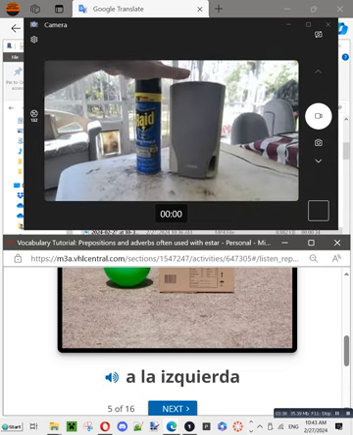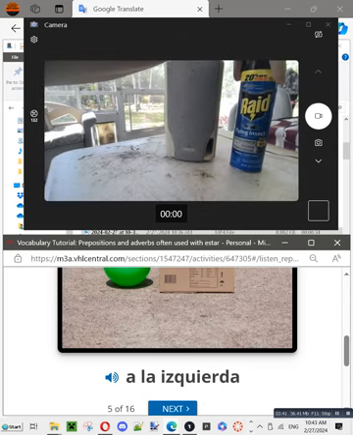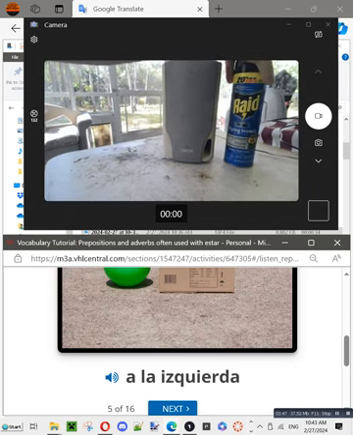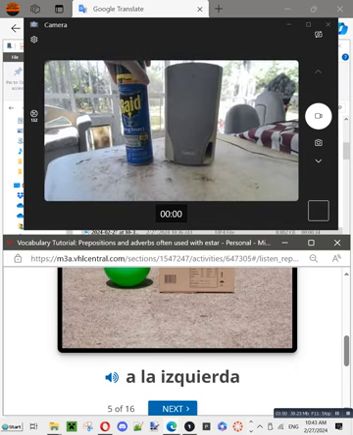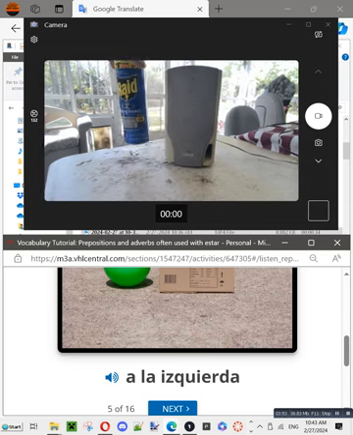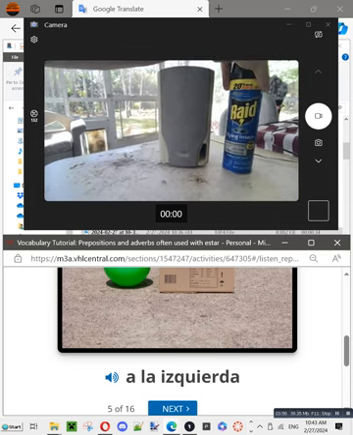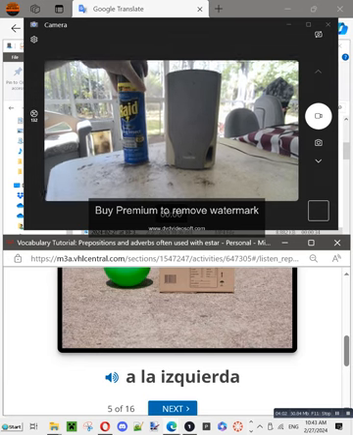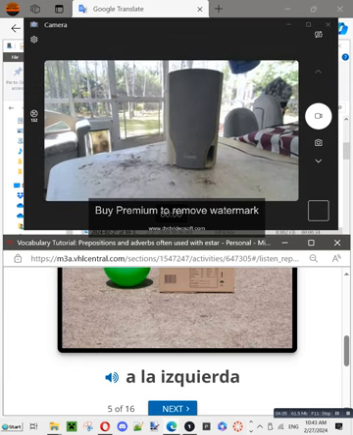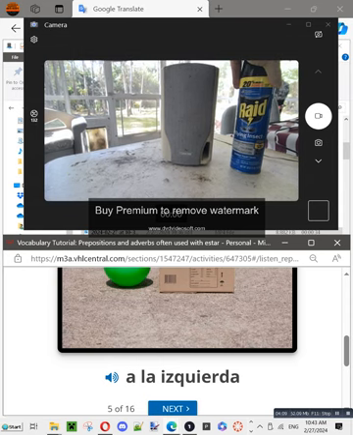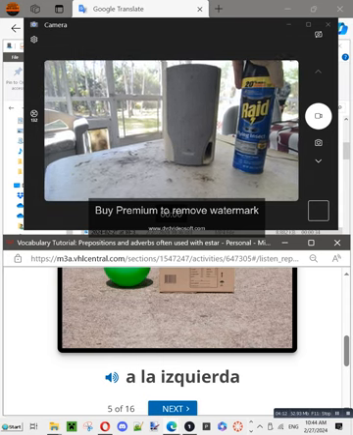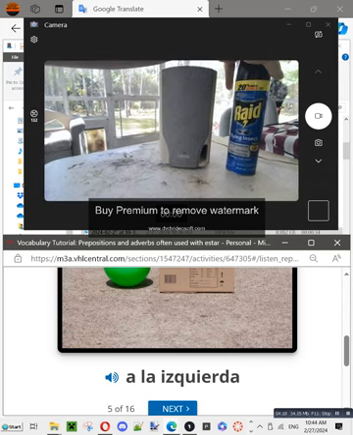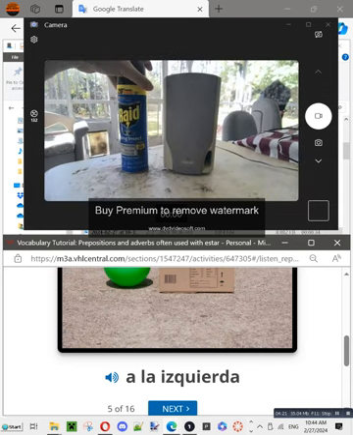Es a la izquierda, no es a la izquierda, es a la izquierda, no es a la izquierda, es a la izquierda. Es a la derecha, no. Es a la izquierda. Es a la derecha, ¿no? No es a la izquierda. Es a la izquierda. These are going to be hard for me.